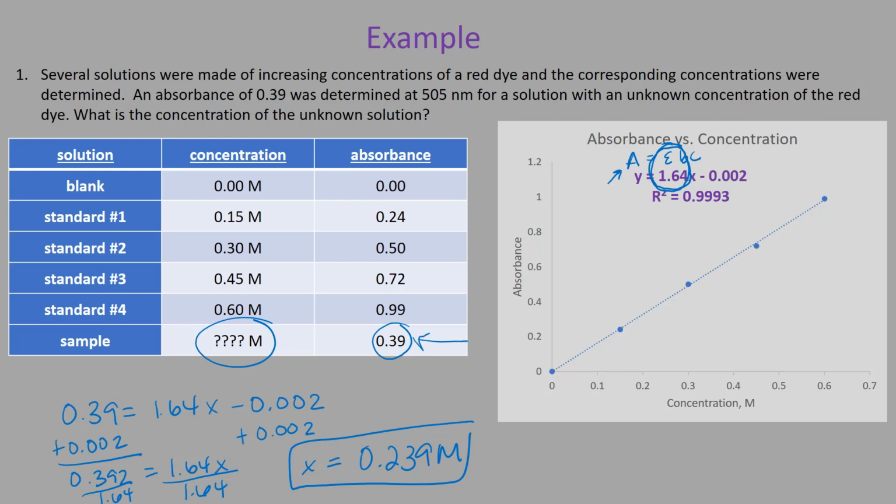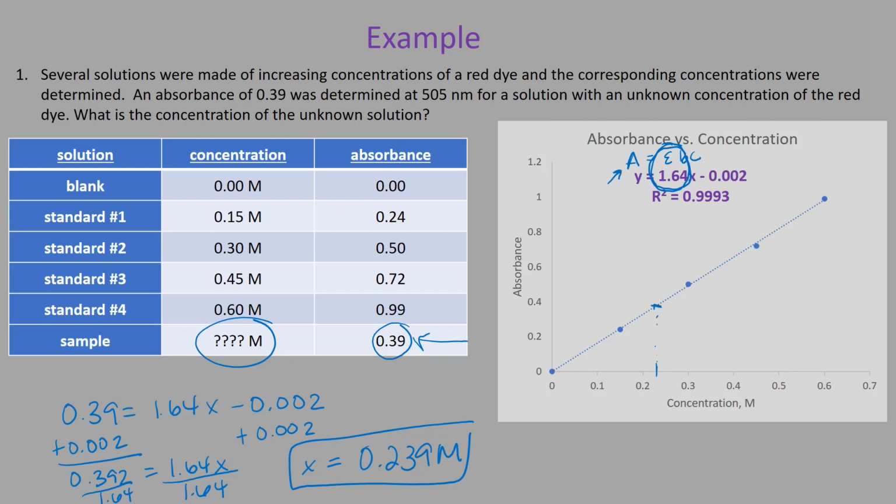Okay, so just to make sure that I didn't make a mistake anywhere, I notice that this is 0.39 absorbance, so that's about 0.4. And it falls right there, which is about 0.23, right? It's about a third of the way to 0.3. Okay. So that must be right.